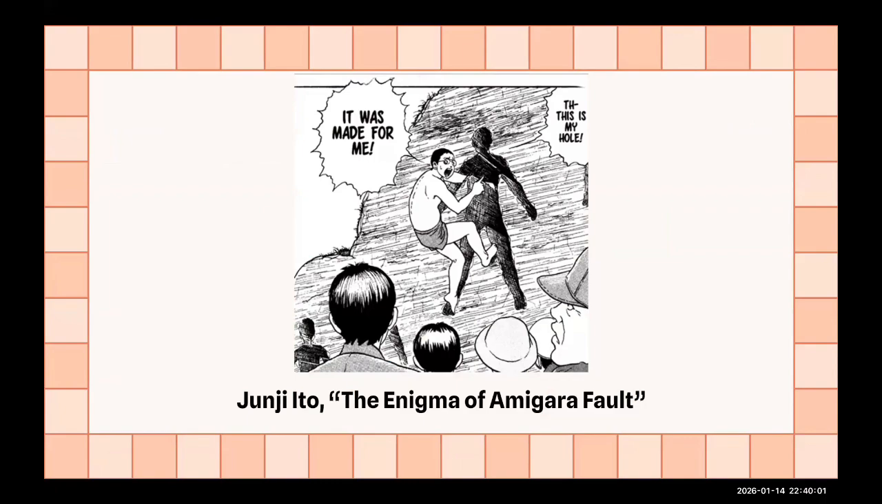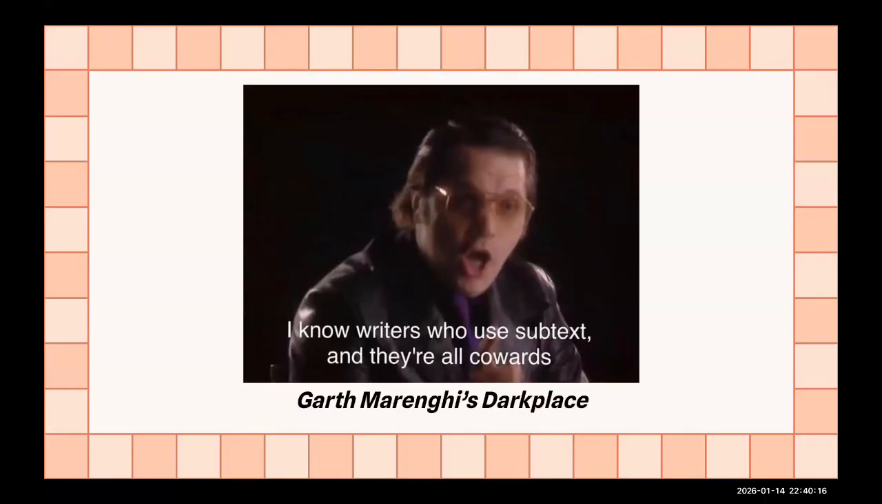So this is an image from a Junji Ito short story called The Enigma of the Amigara Fault, where our character is saying, this is my hole, it was made for me. There are lots of human-sized holes and they're all trying to shove themselves into it. Even if you haven't read the short story, I probably don't have to explain what the short story is about. This is not difficult.